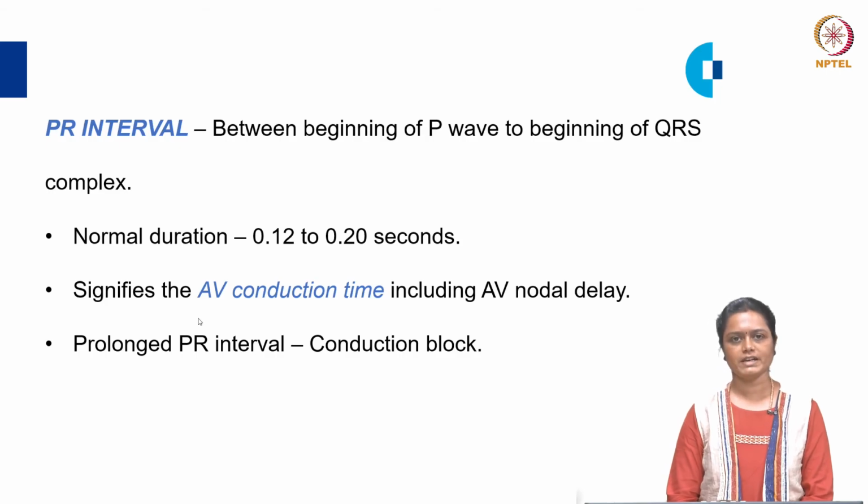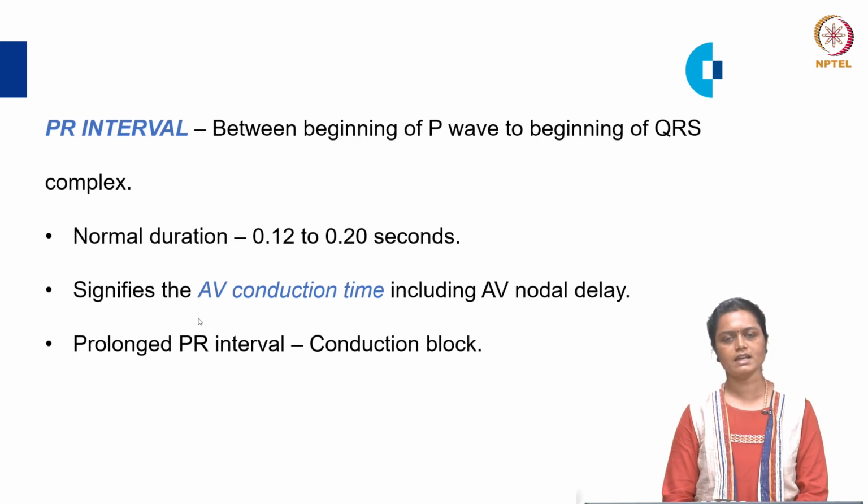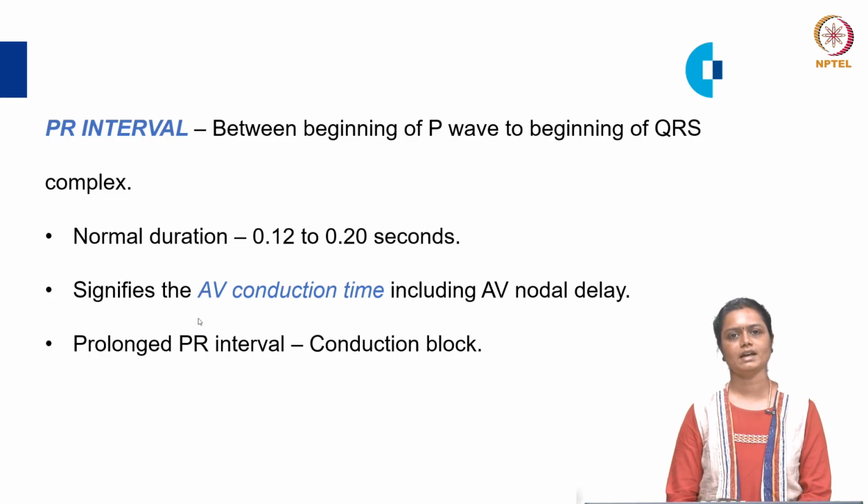This is measured from the beginning of the P wave to the beginning of the QRS complex, and the PR interval represents the time taken by the impulse to travel from the atria to the ventricles. It also includes the AV nodal delay, which is normally about 0.01 second. The normal duration of the PR interval is about 0.12 to 0.20 seconds, and if it gets prolonged, or is more than 0.20 second, it tells us that there is some conduction abnormality.